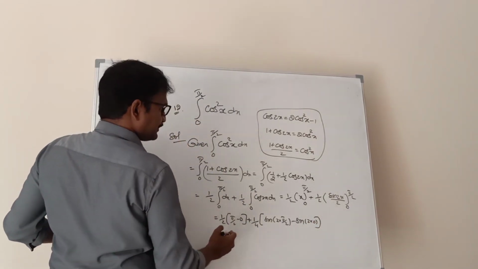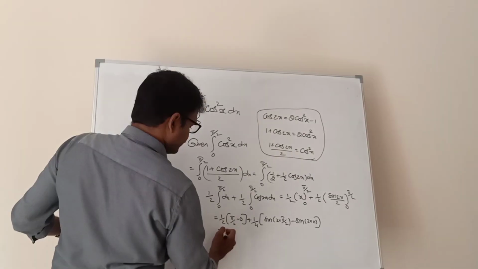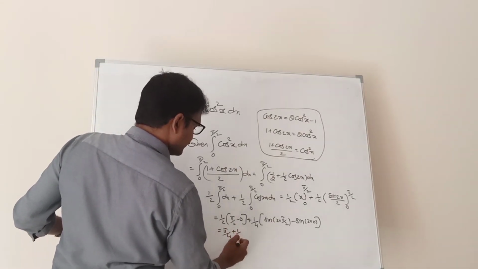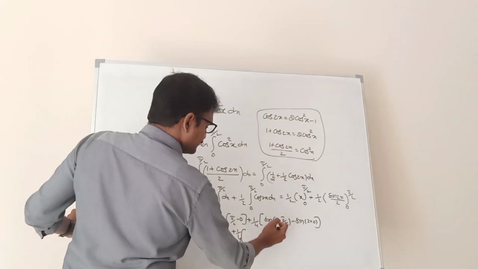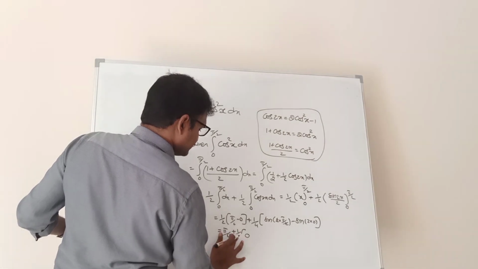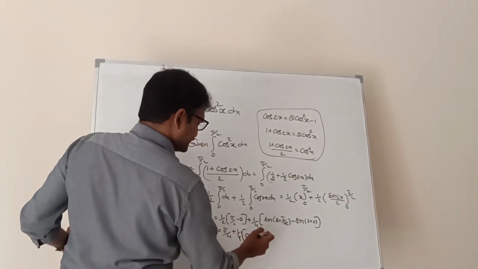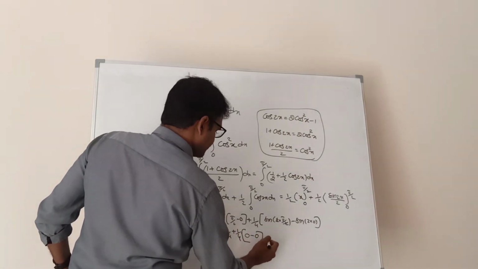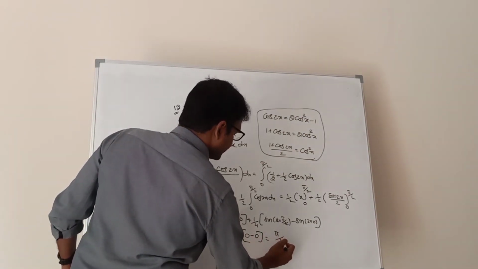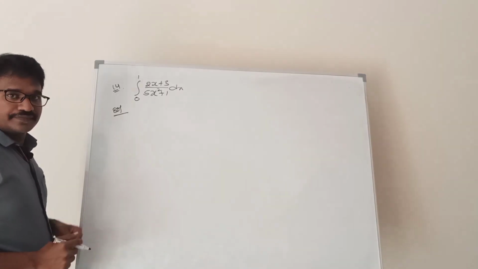So 1 by 2 into pi by 2 is pi by 4 plus 1 by 4 into, 2 gets cancelled, sin 180 value 0, minus sin 0, 0 minus 0, 0 into 1 by 4, 0 plus pi by 4, pi by 4. Pi by 4 is the answer for this.